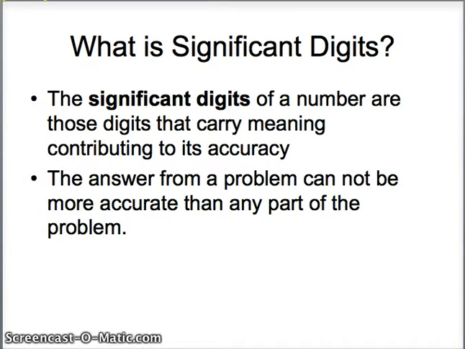And significant digits is, again, theoretical, where the number of these digits will carry some sort of meaning to its accuracy. Some accuracy can only lend itself to a certain number of digits, so we have to keep that level of accuracy consistent. As a general rule of thumb, the answer from a problem cannot be more accurate than any other part of the problem. So if you have 3 terms and you're adding them together, the answer cannot be any more accurate than any parts of the problem.